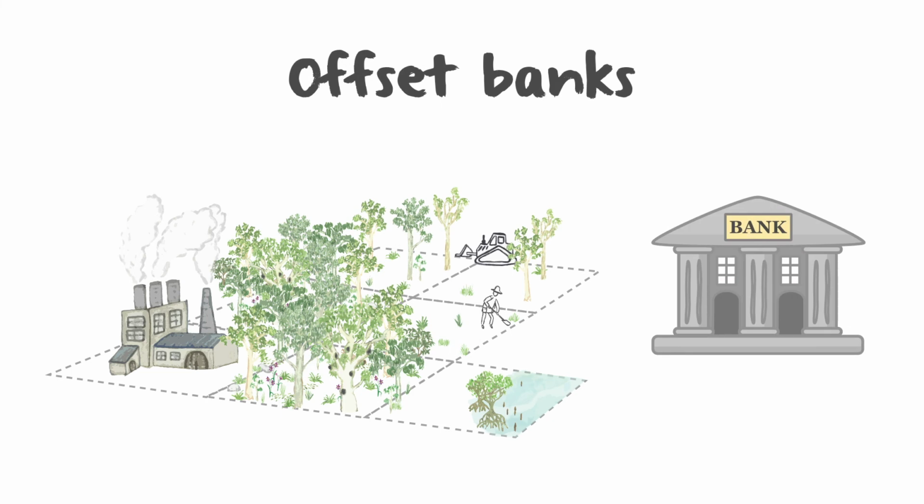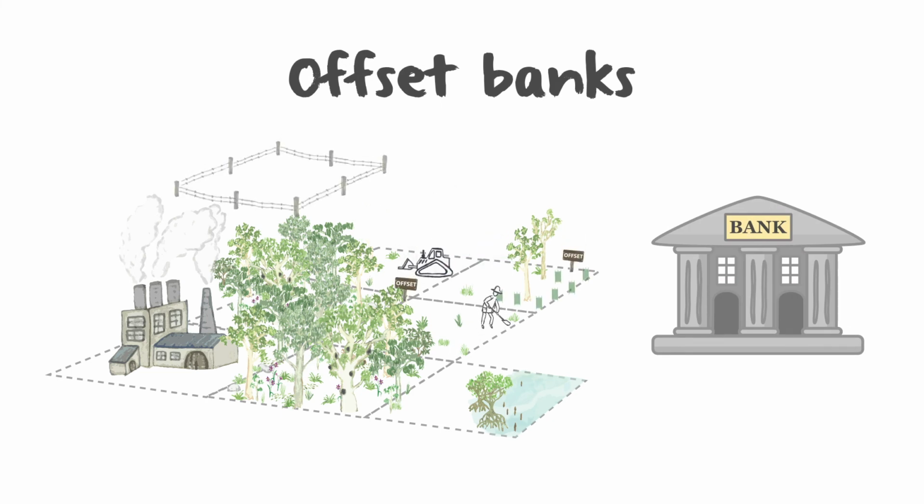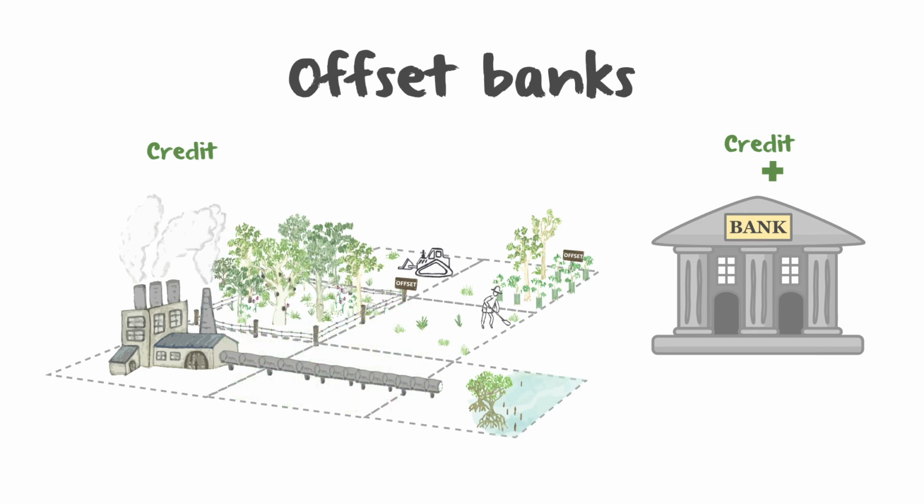Offset banks have multiple landowners that use parts of their land to develop biodiversity credits that developers can purchase. However, finding credits that are close enough to the impact site and that are of the same biodiversity type as that which was impacted can be a bit difficult.